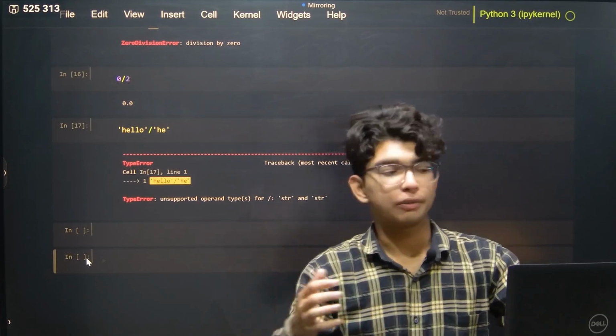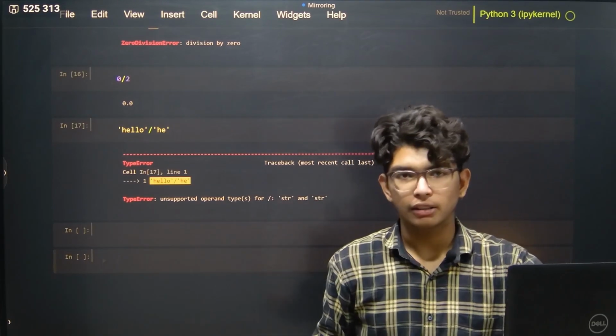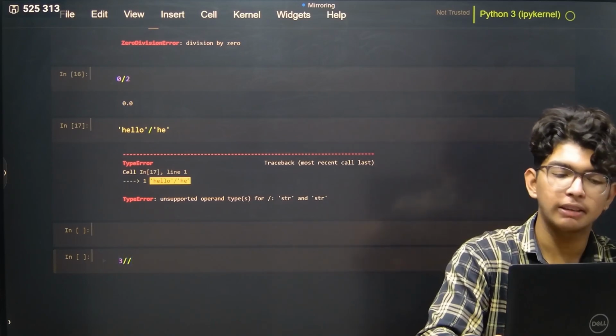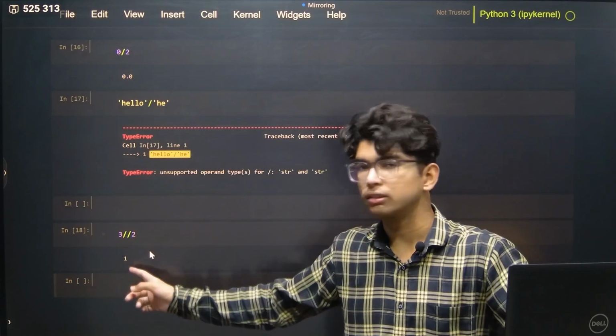Next we got floor division. Well, to use floor division, we just have to write a double forward slash. For example, like this, 3 double slash 2. Then if I run this, I got the answer as 1.